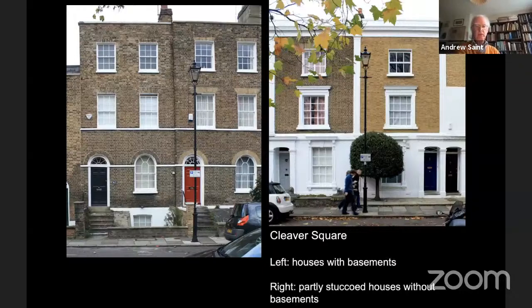One's got basements here, the other one hasn't, which is more advanced. And because it was quite in the suburbs there, it didn't need to squeeze up so much space. Basements gradually go out in London after about 1870. So you can see one's got stucco on and the other one hasn't. That's also a sign of it being later.